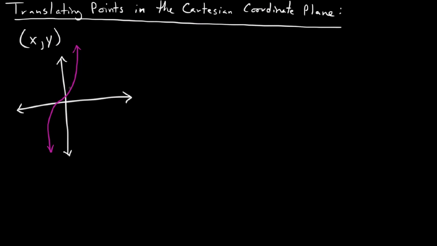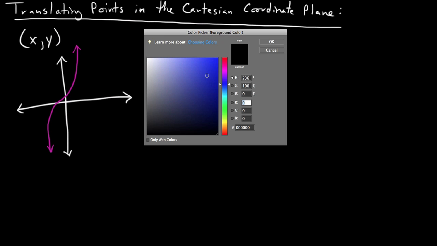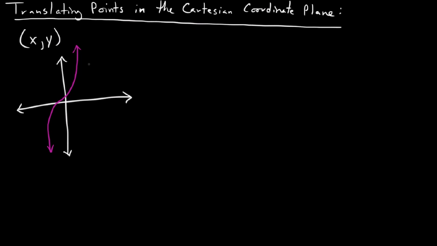But what would happen if we translated this, which is a technical math term for essentially picking it up and shifting it left or right, up and down in the rectangular coordinate plane? What implications does this have for an algebraic representation of the rule associated with this given function? Essentially, we want to be sliding things up and over.